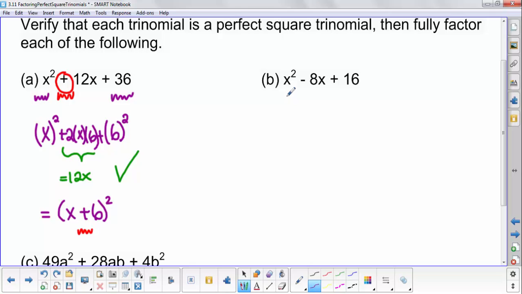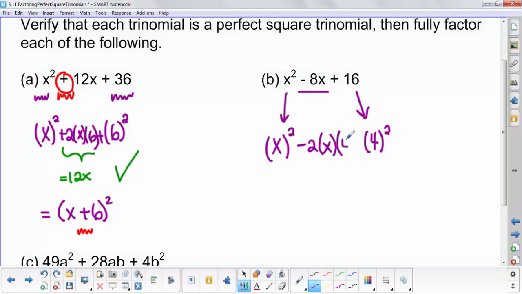Okay, let's try that again. So in question B, we have x squared minus 8x plus 16. So let's see if this indeed is a perfect square trinomial. So the x squared, I'll just take the square root of that, which is just x. The 16 is a perfect square, same as saying 4 squared. Now, does negative 8 equal 2 times the first term's square root times the second term's square root? And indeed it does. We do get negative 8x here. So we've just verified that it is a perfect square trinomial.